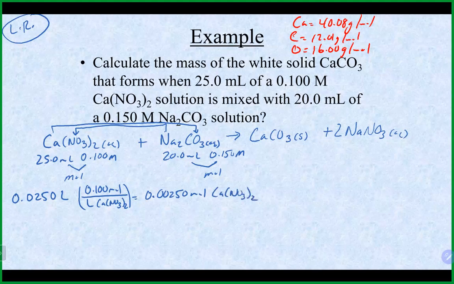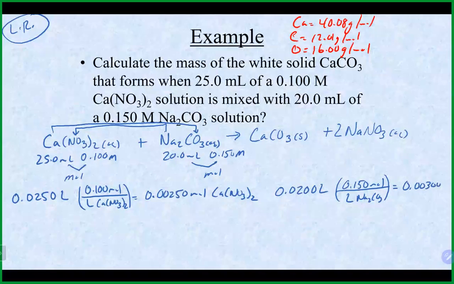We'll do the same thing for our other reactant, which is our sodium carbonate, dividing the 20 milliliters by 1,000. We'll convert it into liters using the molarity of 0.15 moles per liter of our sodium carbonate. And that will get us 0.003 moles of sodium carbonate here. Any questions on that? Again, liters obviously would cancel.